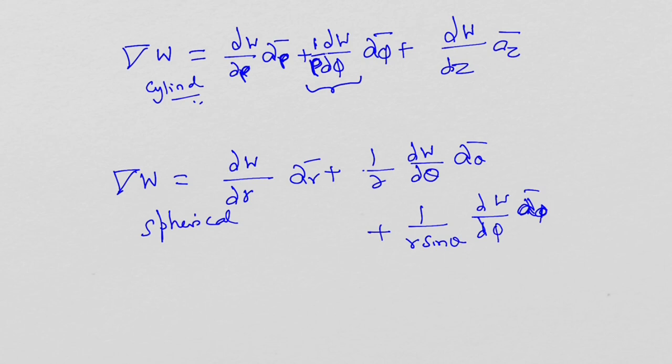Similarly, del w in spherical coordinate system is given by ∂/∂r of w into ar plus ∂/∂theta of w into a theta, but it is accompanied by 1 by r, so 1 by r into ∂/∂theta of w into a theta. Similarly, 1 by r sin theta multiplied by ∂/∂phi of w into a phi. So gradient is computed in Cartesian, cylindrical and spherical coordinate system in this way. These three expressions are essential. They are supposed to be memorized.